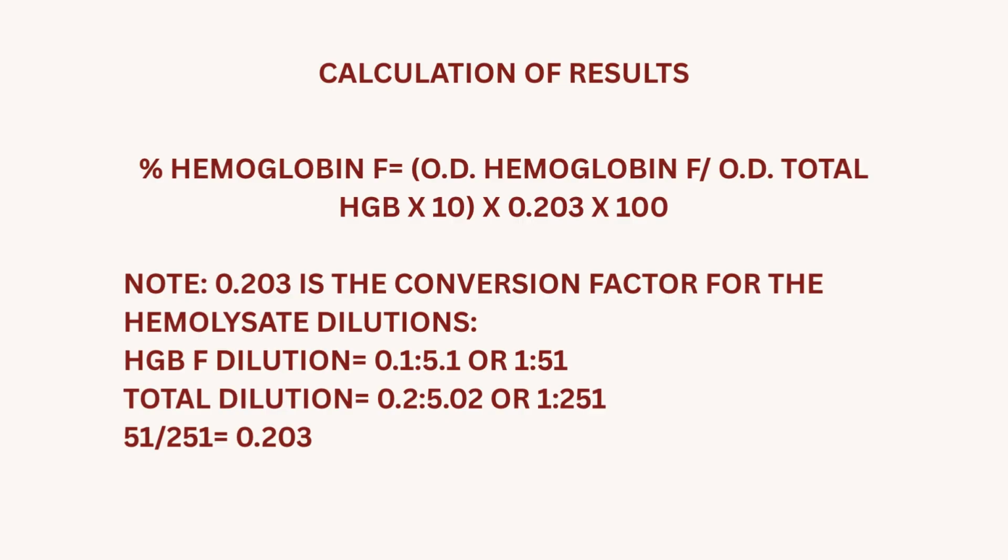The optical density readings should fall within a range of 0.05 to 0.50 for maximum sensitivity. If the filtrate is too concentrated, dilute it using distilled water. For the calculation of results, just follow the formula that's flashed on the screen. Please take note, 0.203 is the conversion factor for the hemolysate dilutions.